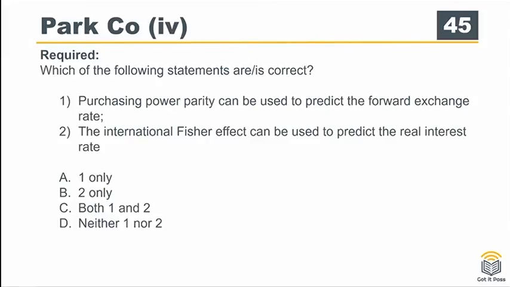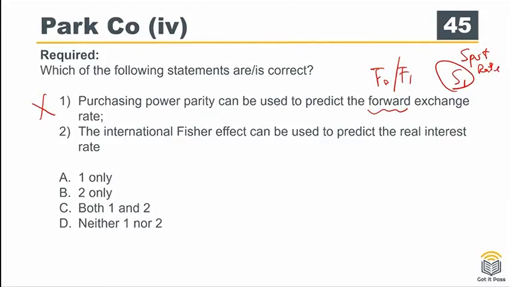The fourth one, which of the following statements is or are correct? First statement, purchasing power parity can be used to predict the foreign exchange rate. Yes, it's the S1, but S1 is the spot rate, right? And here they use the term forward exchange rate, F0 or F1. So it's not correct, because purchasing power parity is not used to predict the forward exchange rate. For the forward exchange rate, it should be the job of the interest rate parity.